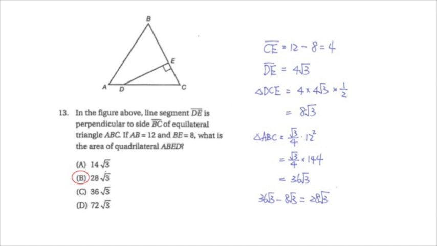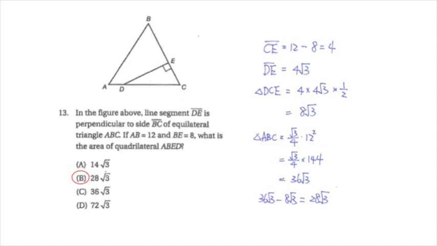And DE equals to 4 square root of 3, since triangle DEC is a 30, 60, 90 right triangle. So the area of triangle DCE equals to 4 times 4 square root of 3 times 1 over 2, which is 8 square root of 3. And for the area of triangle ABC, we know that if a triangle is an equilateral triangle and the side length is S, we can say that the area of the equilateral triangle is square root of 3 over 4 times s squared.